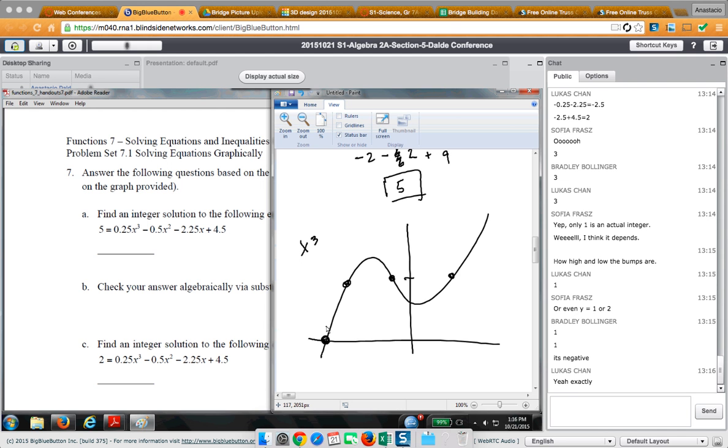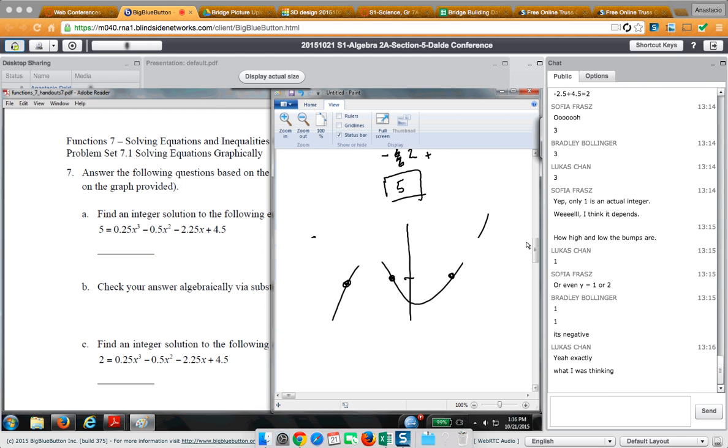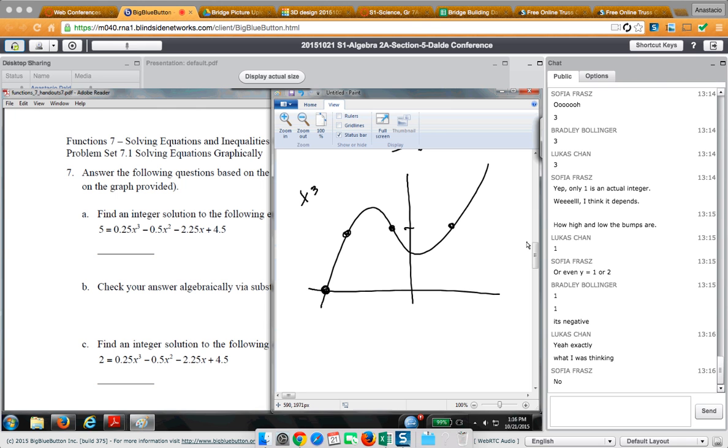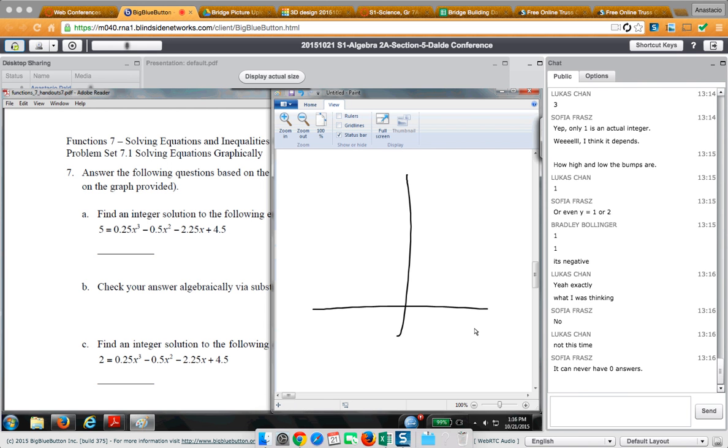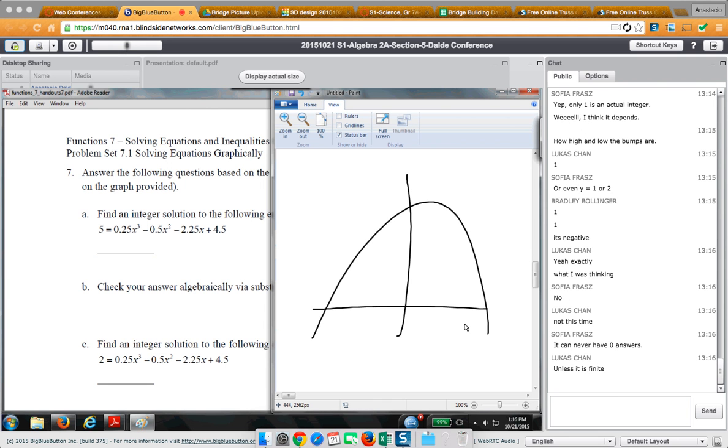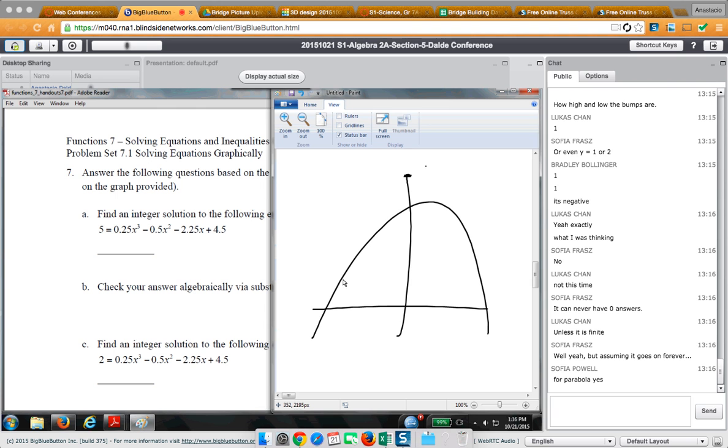Okay. Now, can it ever have 0 answers? That's another question I need to ask. Well, when we had a parabola, and the parabola went like this, and I ask you when the y value equals that, it couldn't, because it would extend on in both directions. You're absolutely right. So a parabola can actually have no answers, and that's where we got into imaginary numbers, right? But a cubic function will never have no answers.